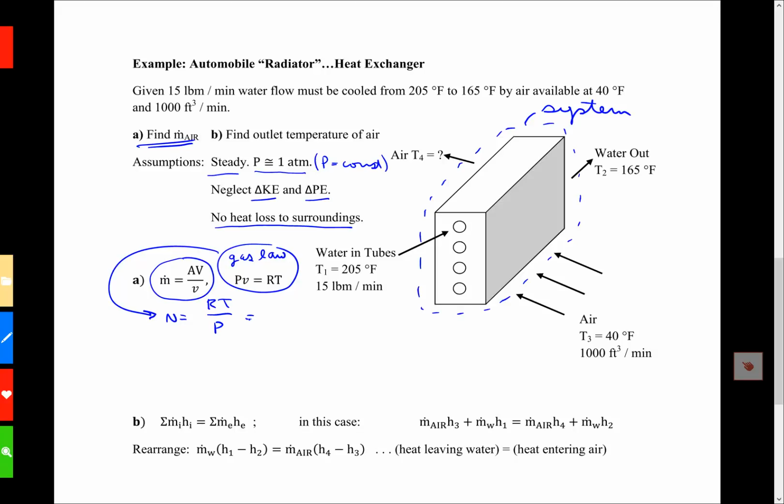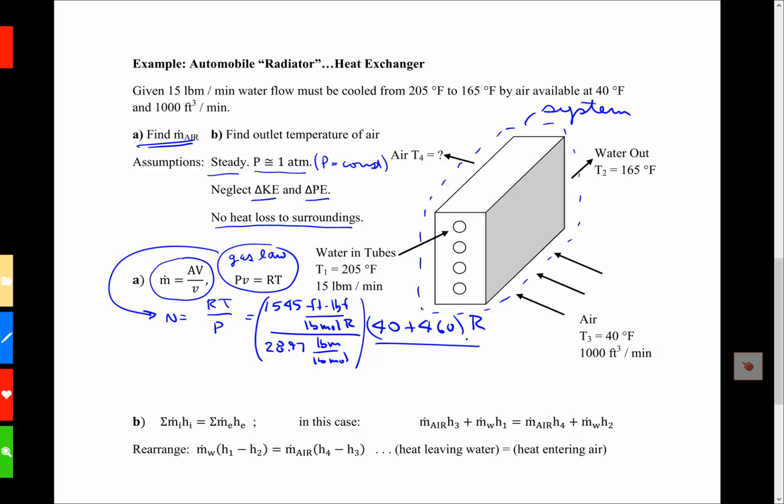This specific gas constant is going to come from the universal gas constant. In English units, the universal gas constant is 1545 foot-pounds force per pound mole per Rankine. I'm going to convert that to the specific gas constant by dividing by the molecular weight of air, 28.97 pound mass per pound mole. That takes care of R. The temperature is 40, but I'm going to add 460 to make this degrees Rankine. And then finally I'm going to divide by the pressure.